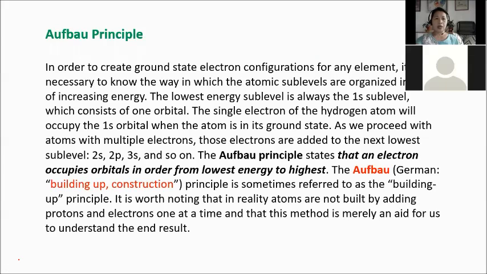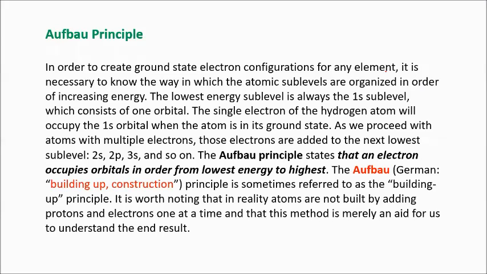So next is the Aufbau principle. In order to create the ground state electron configuration for any element, it is necessary to know the way in which the atomic sublevels are organized in order of increasing energy. So the lowest energy level is always the 1s subshell, which consists of one orbital. The single electron of the hydrogen atom will occupy the 1s orbital when the atom is in its ground state.